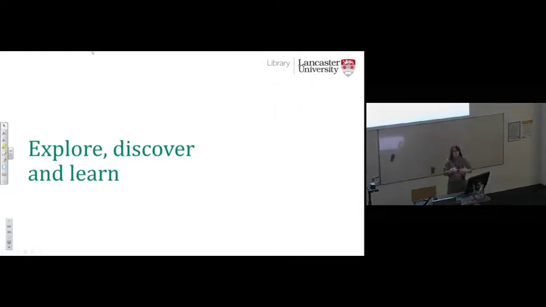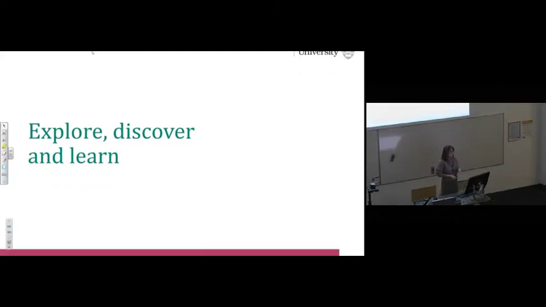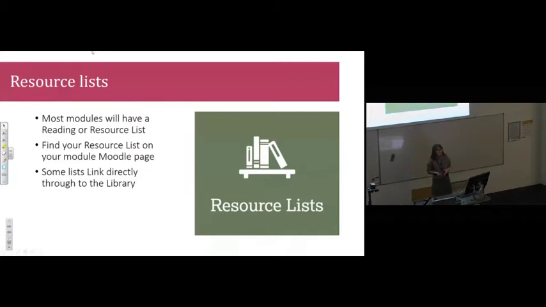You might be thinking, well, how do I know what's recommended to me? How do I go beyond a reading list? If I start off with our resource lists, most modules will have a reading list. Some of them your tutors will put a Word document up on your Moodle site, and other academics will have set up what we call a resource list. That's an online reading list. If you're on your Moodle site, if you've got a green jigsaw icon that says resource list, that will take you through to this online list.